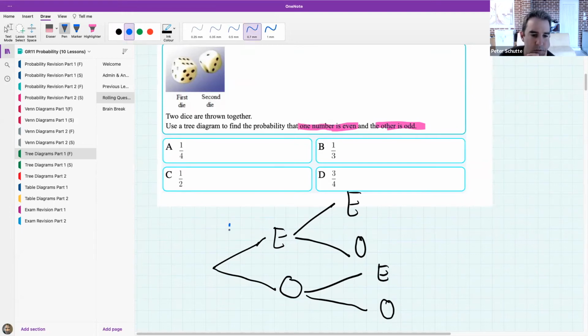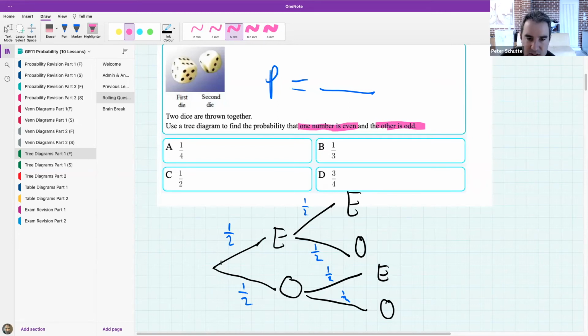So that would just be a half. So how many branches? The event question is basically there's 4 different possible outcomes. And you can see that the ones I'm interested in are where one number is even and the other number is odd. It doesn't matter what order it happens. So 2 of these branches are going to be relevant.